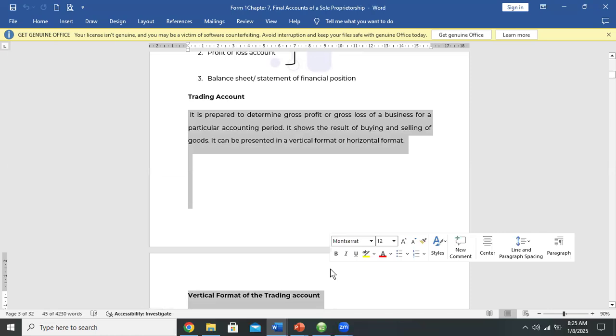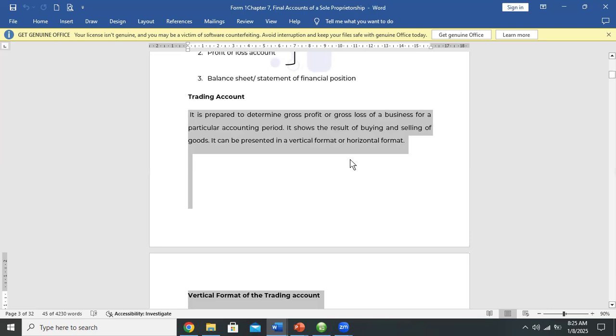Trading account. It is prepared to determine gross profit or gross loss of a business for a particular accounting period. It shows the result of buying and selling of goods. It can be presented in a vertical format or horizontal format.